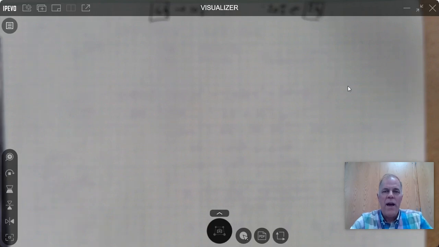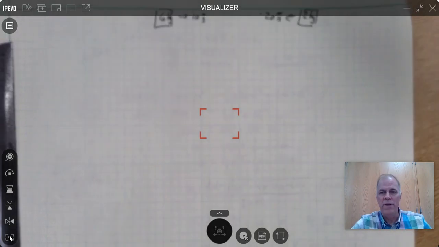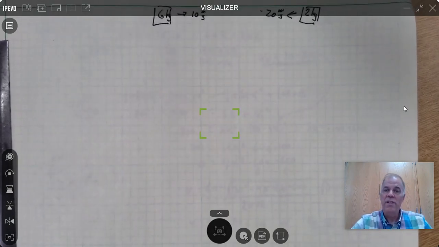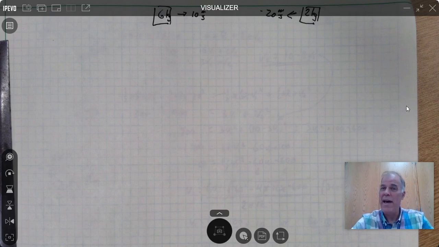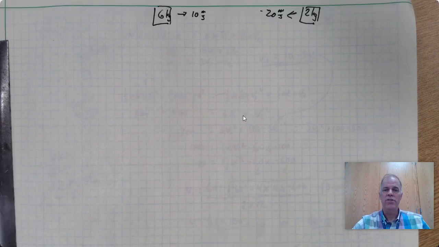Hey guys, I'm going to show you now an example of a conservation of momentum problem. I went over this in class, but some people were absent and I had to go through it a little bit fast, and some people were a little bit confused on it. Okay, so this is the setup.